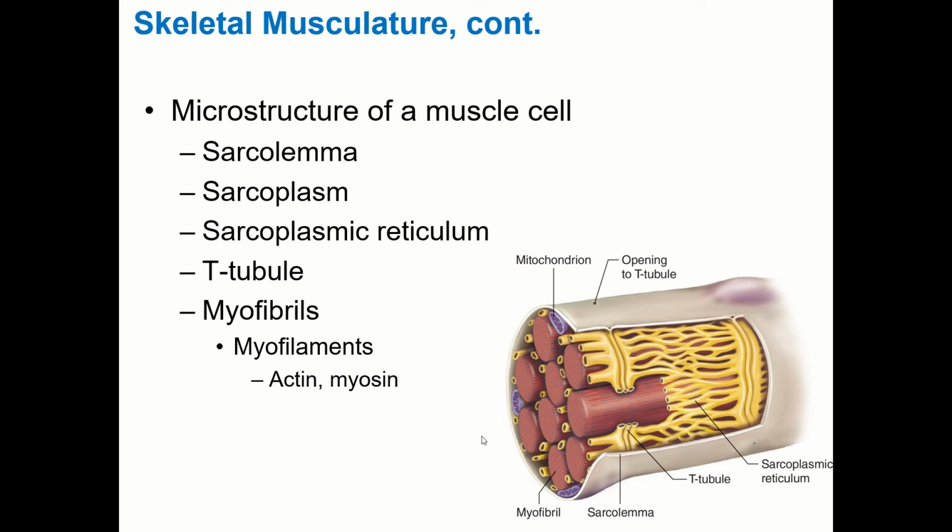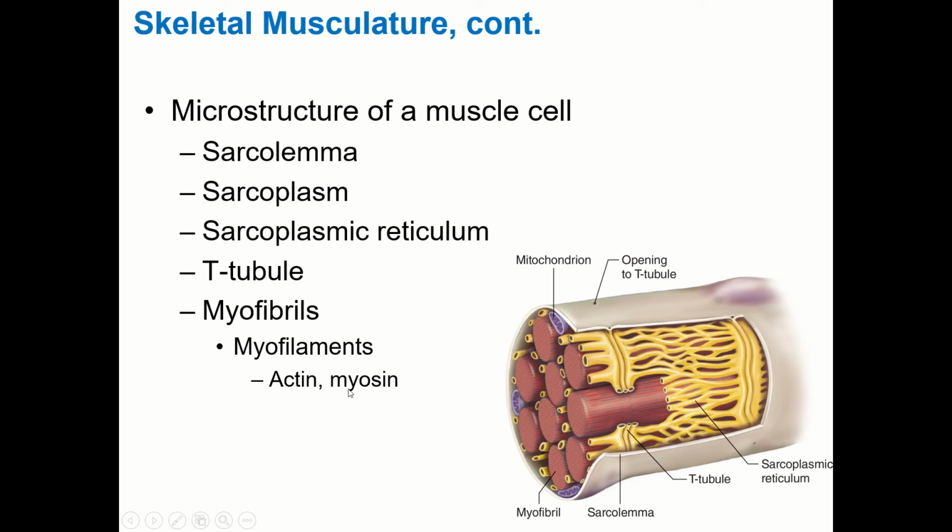Then we have our myofibrils, and so each of these little cylinders here is a myofibril. Myofibrils are composed of myofilaments. The myofilaments are the contractile proteins in a muscle cell, and the 2 contractile proteins are actin and myosin.